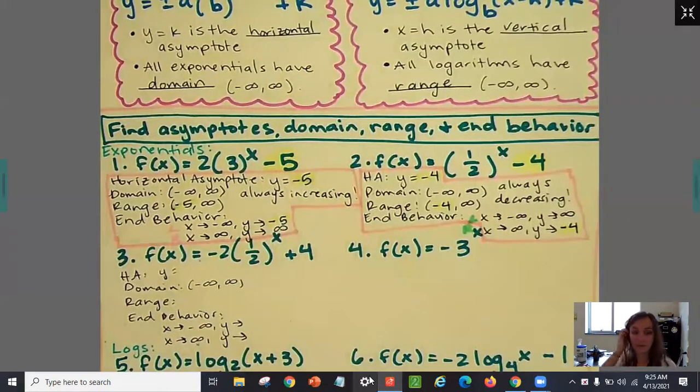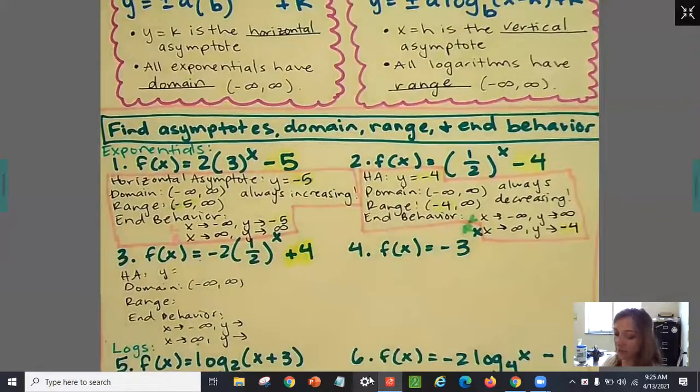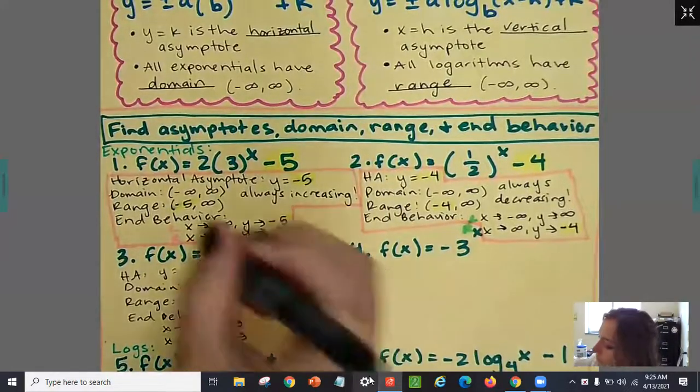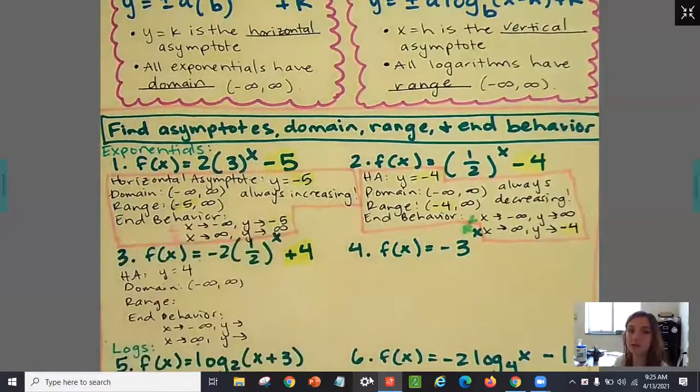So for our horizontal asymptote, we're going to be using +4 because that is the number that's being added on the end. That's the constant term. So it's going to be y equals 4 here. And we need to see if this range is going from negative infinity to +4 or from +4 to positive infinity. So let's go type this in.